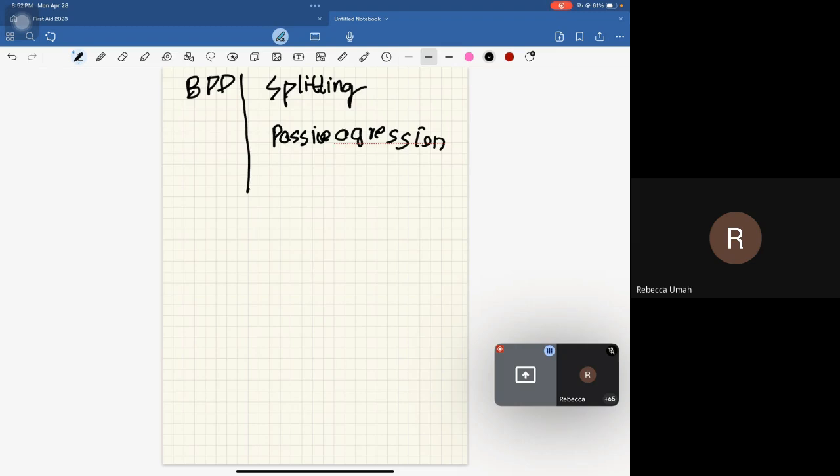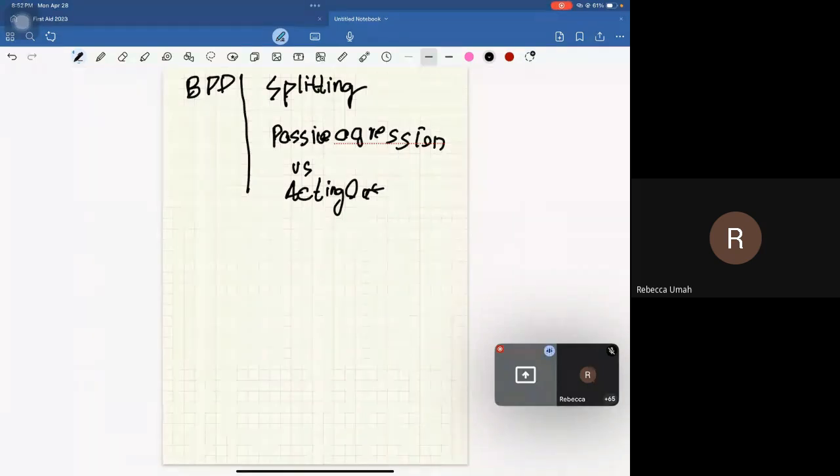Now you will get it confused with acting out. That is the problem here. These two get confused a lot. One is acting out and the other one is passive aggression. So let me give you very clear examples of this so it becomes very clear.